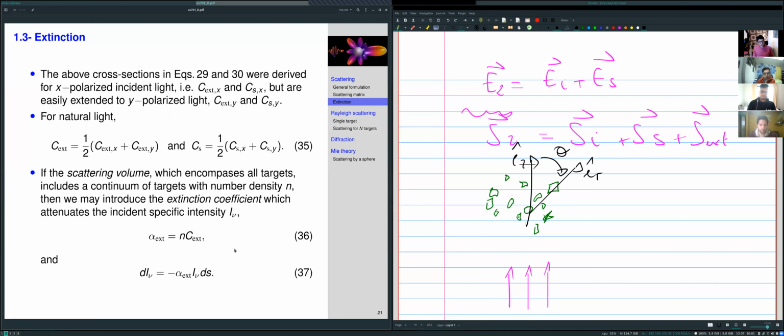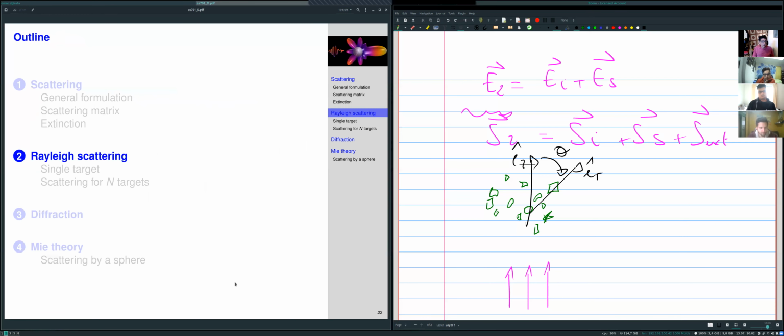We can also introduce another connection with chapter 1, which was the extinction coefficient. This is correctly the extinction coefficient. This is the extinction cross section, and it's related then by the number of obstacles in a given unit volume.